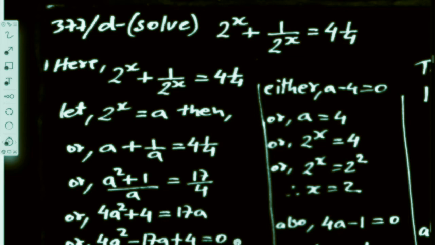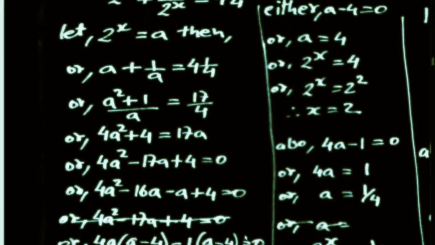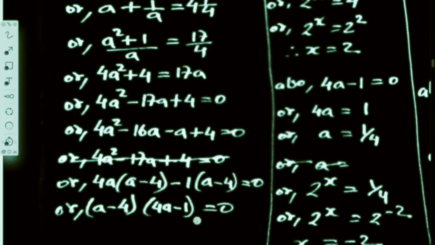Now by the factorization process, after factorizing, we can easily get the value of a. To get the factors of this expression, we should change the three terms into four. So 4a square minus 16a minus a. 16a and a make 17a, so this 17a should be broken into two parts: minus 16a and minus a, plus 4 equals 0. Now the three-term expression is changed into four terms.